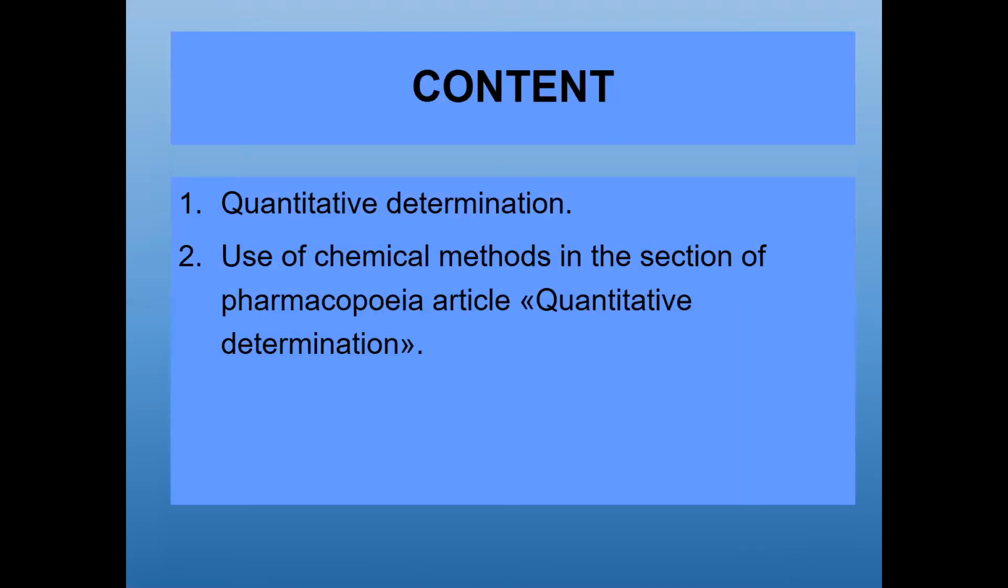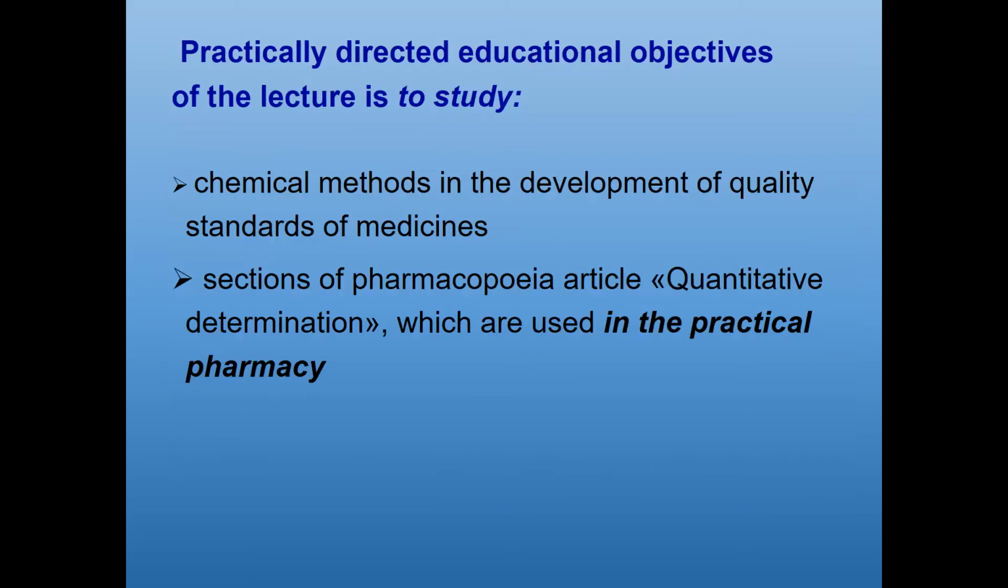Content: quantitative determination, use of chemical methods in the section of the Pharmacopoeia article Quantitative Determination. The practically directed educational objective of the lecture is to study chemical methods in the development of qualitative standards of medicines, sections of the Pharmacopoeia article Quantitative Determination which are used in practical pharmacy.